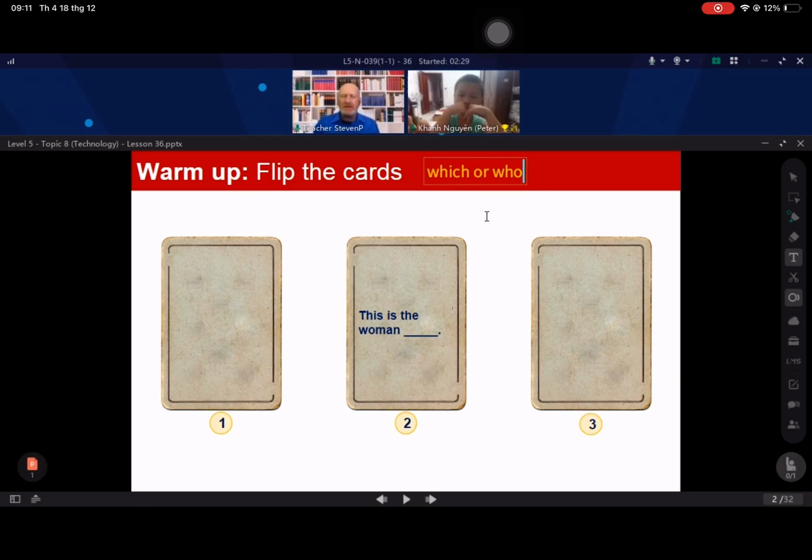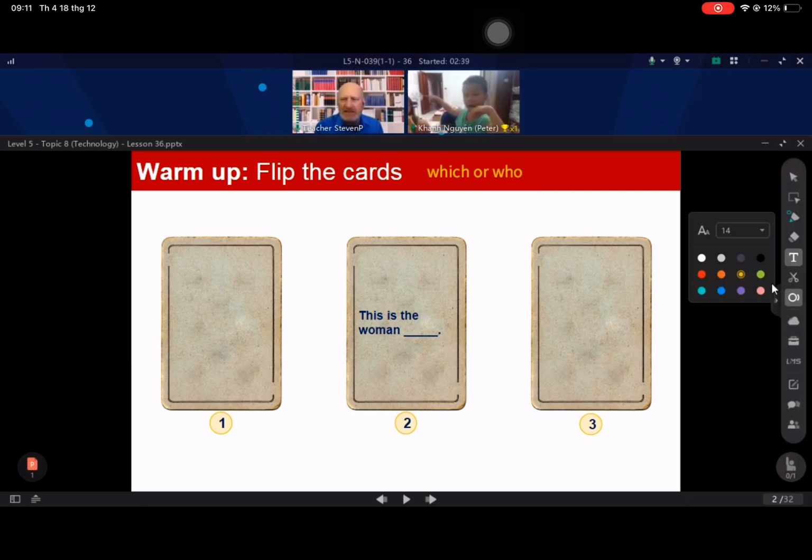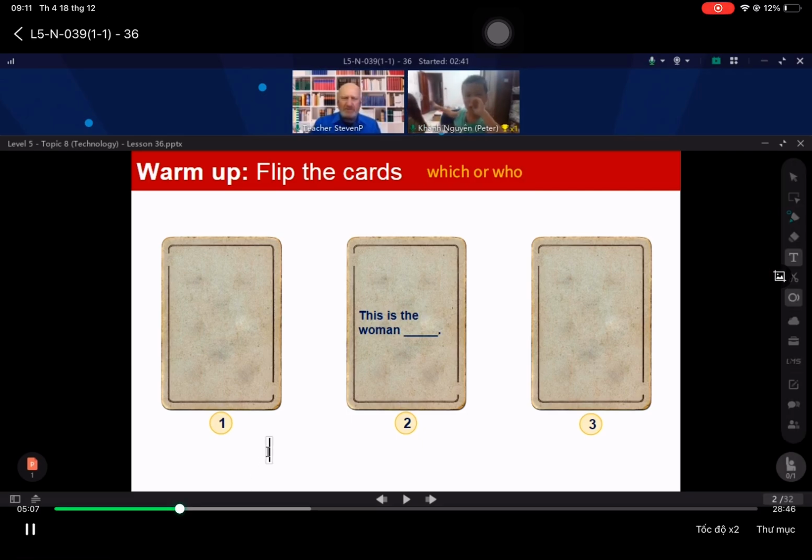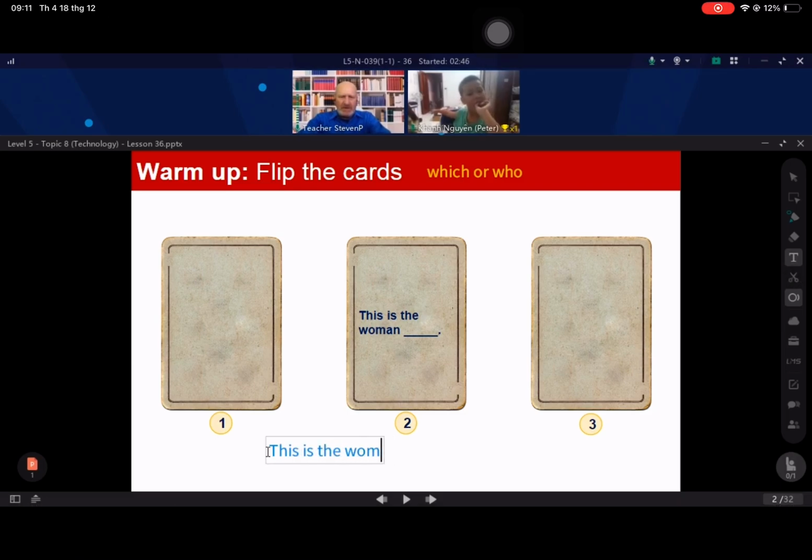What do you say? This is the woman. This is the woman, which is wearing the blue skirt. Oh, that's a good try. Let's write that down. This is the woman which is wearing a blue skirt.